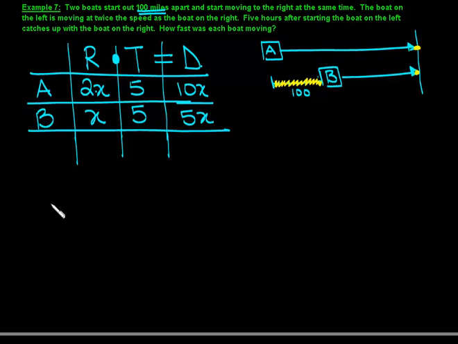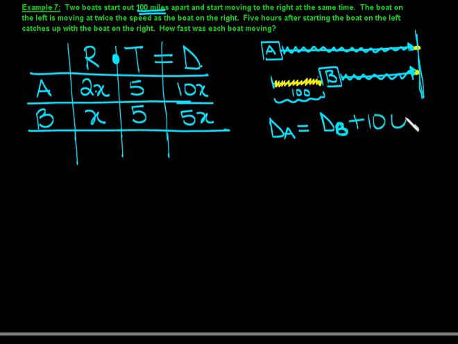So let's do that. Well, let's take a look at what we have. Eventually when they catch up, what can you tell me about their distances? Okay, you can say that the distance that boat A traveled would equal the distance that boat B traveled plus this extra 100 miles that they were apart to begin with. So we know that the distance that boat A traveled should equal the distance that boat B traveled plus 100.